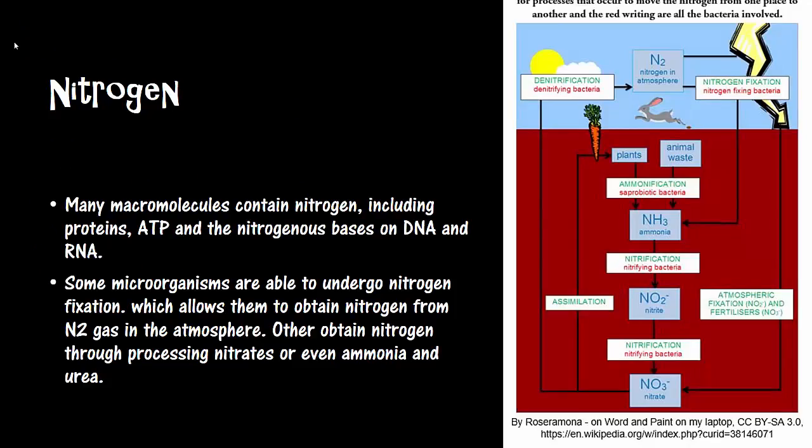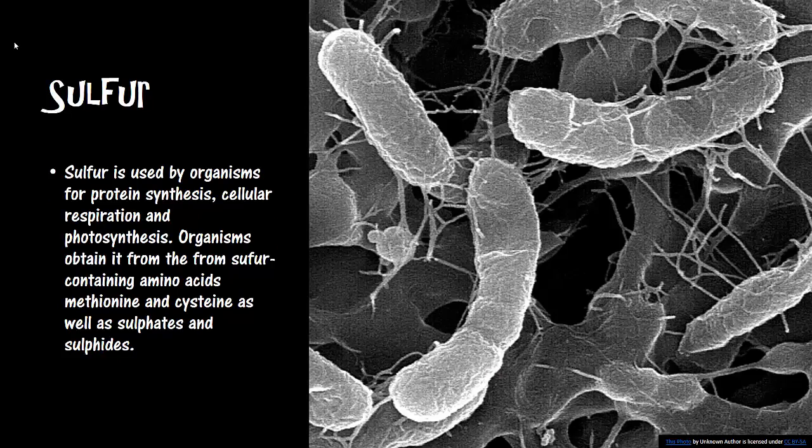Nitrogen is also needed by organisms. Many macromolecules contain nitrogen, including proteins, ATP, and the nitrogenous bases on DNA and RNA. Some microorganisms are able to undergo nitrogen fixation, which allows them to obtain nitrogen from the air, which is nitrogen gas, and then they convert it into ammonia. Others obtain nitrogen through processing nitrates or even processing ammonia and urea.